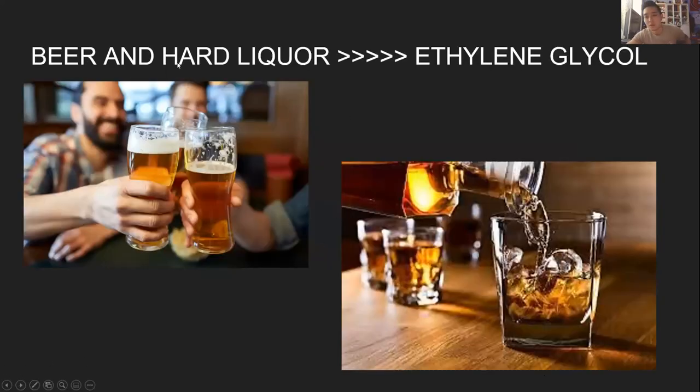So we all know that ethanol is not harmful in trace amounts because we all drink beer and hard liquor in higher amounts. By the way, I'm not promoting binge drinking. I'm just saying, beer and hard liquor is much more enjoyable than ethylene glycol, because of your dental prosthetic, it's not fun.